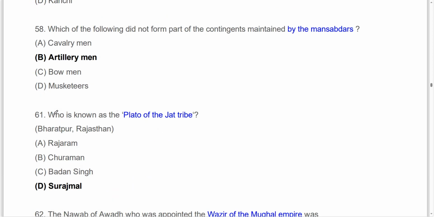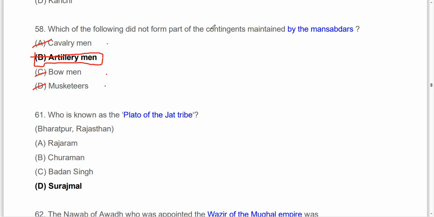Moving on, which of the following did not form part of the contingent maintained by the Mansabdar? So basically, what are the three things they had to maintain? They had to maintain cavalrymen, bowmen, that is archers, and musketeers. But artillerymen, they did not have to maintain. So they had to maintain cavalrymen, bowmen, and musketeers.